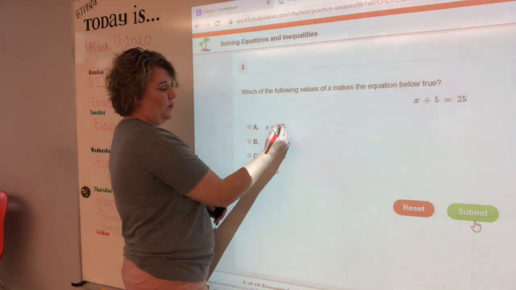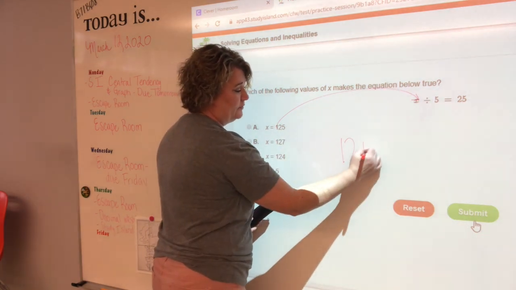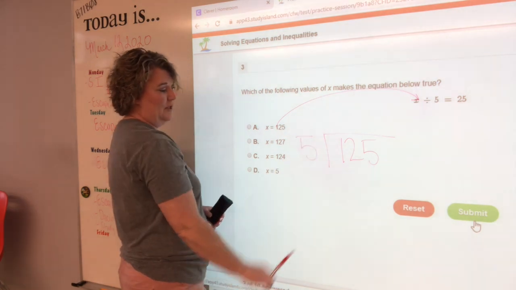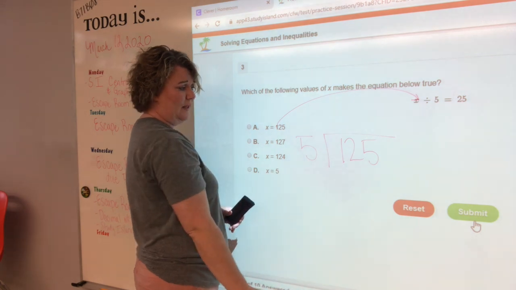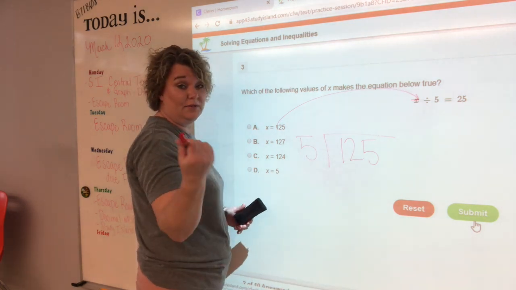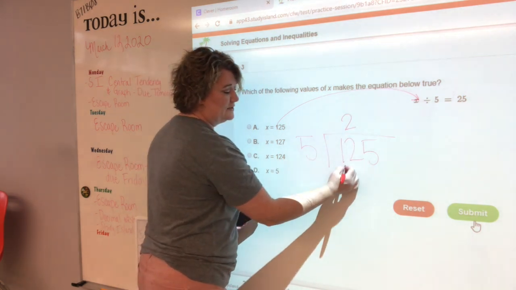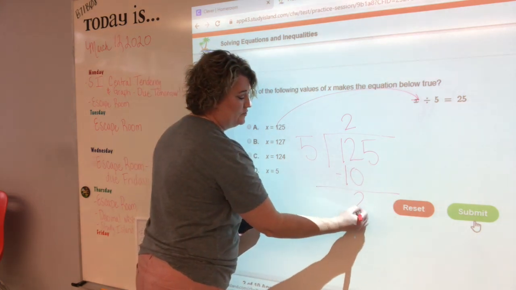So if I take this 125 and I plug it in right there, you're going to have to rewrite it under the hood. 125 divided by 5. And you remember how I've said this a million times. Could 5 divide into 1? Absolutely not. Could 5 divide into 12? It could. It can't go in there evenly, but it could go 2 times. And 2 times 5 is going to get you 10. And 12 minus 10 is going to get you 2.